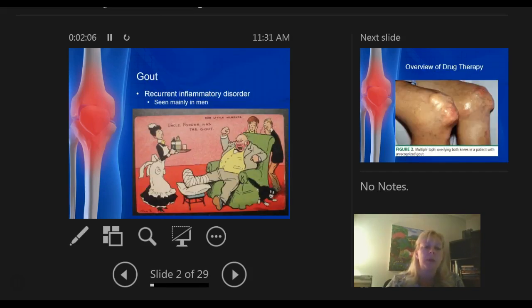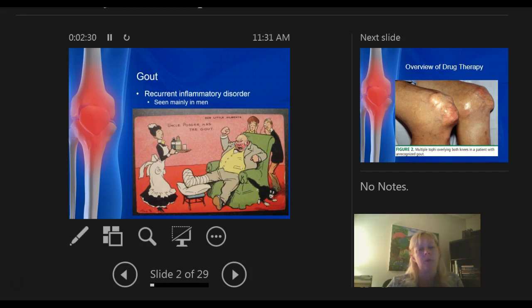So as I mentioned briefly, it is a recurrent inflammatory disorder. It's mainly seen in men. Rarely do we see it in women. But as you can see, this man here is an obese man, and so he has that risk factor. Now he's in a lot of pain. Do they wrap your foot up like that? No. But it's just to show how much pain it causes.